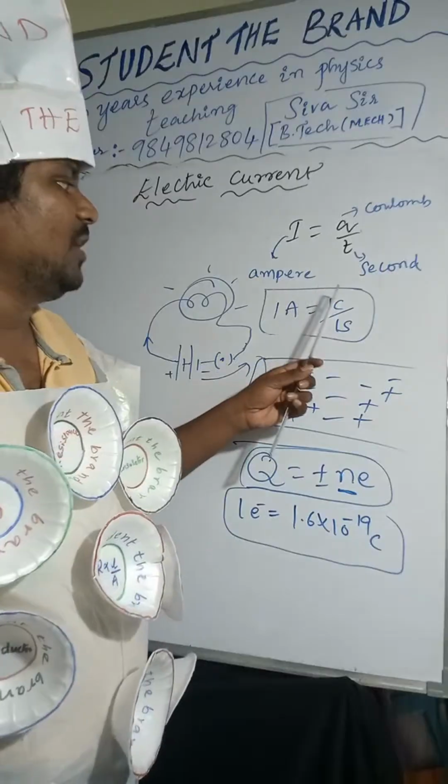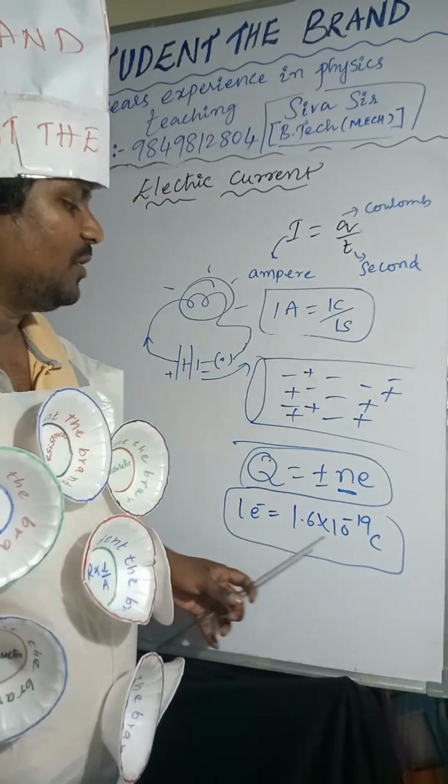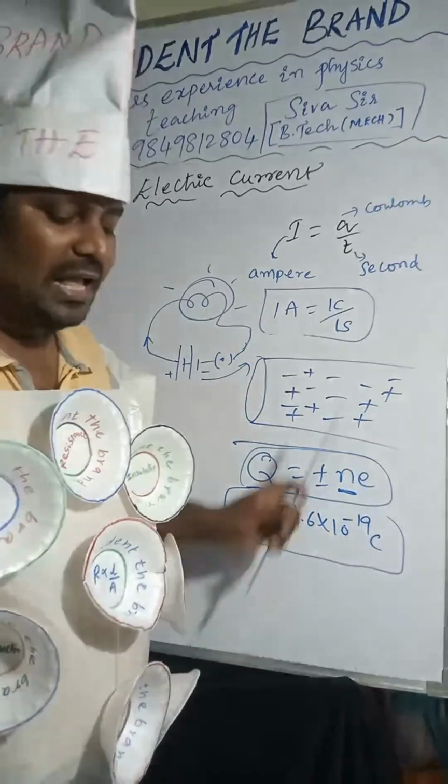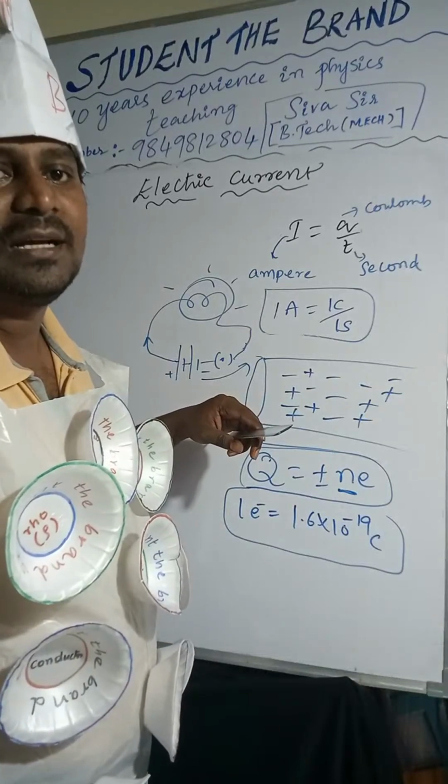So 1 ampere equals 1 coulomb per second. And 1 electron is 1.6 into 10 power minus 19 coulomb. Based on this, they will also ask one more question.